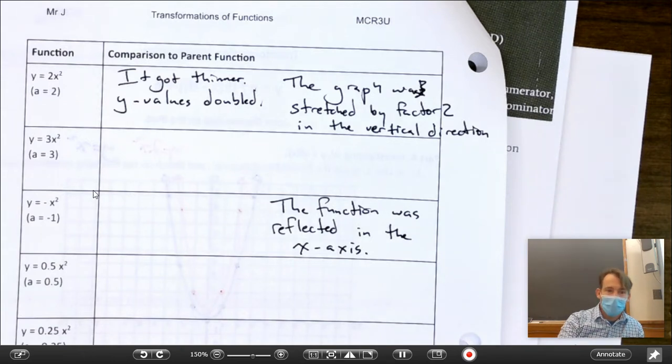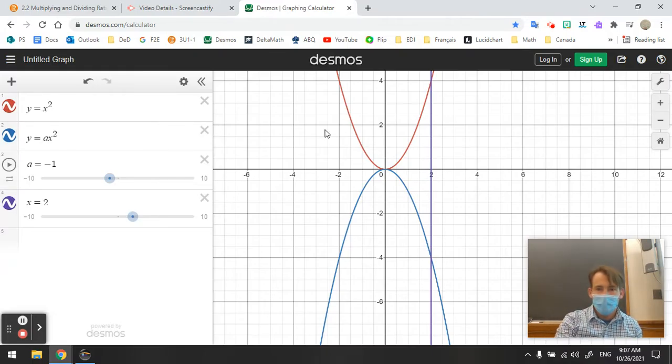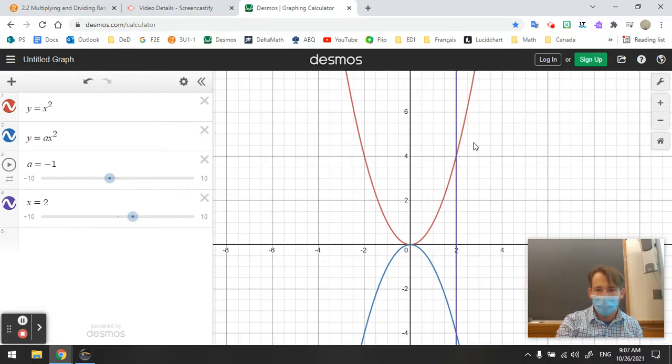Yeah. So here a is negative 1. So y is equal to negative x squared. If I take a look at this one here, you'll see the red one is my parent function. That's the original function there. And then the blue one is the now transformed function with an a of -1. It's like it's looking at itself in the mirror, and it loves itself so much that its nose touches its own reflection in the mirror.